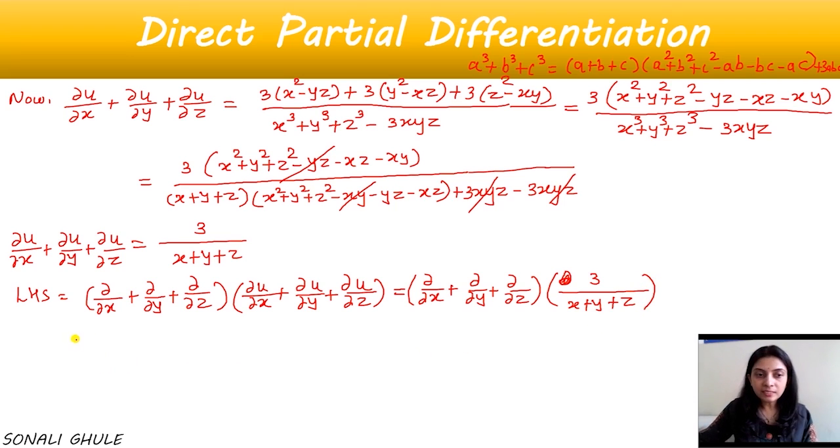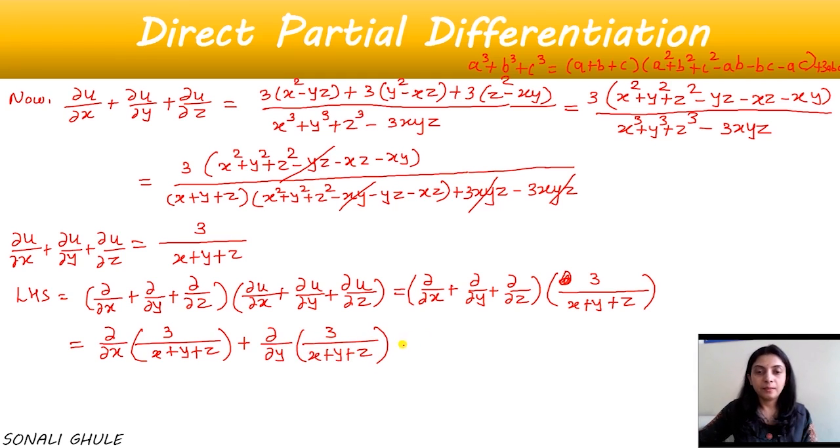Putting this value here, 3 upon x plus y plus z. Okay, now what does it mean? It means we have to open the bracket now. We have to multiply by each derivative to this function. So here ∂/∂x of 3 upon x plus y plus z, plus ∂/∂y of 3 upon x plus y plus z, plus ∂/∂z of 3 upon x plus y plus z.